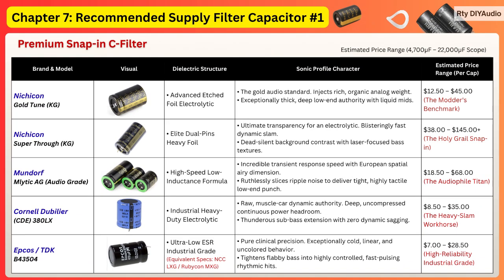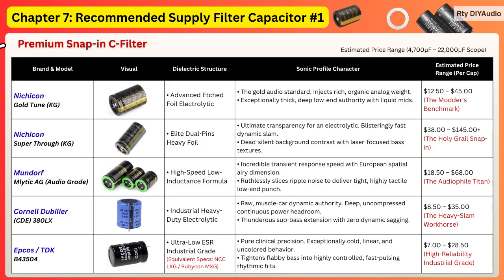Let's advance to Chapter 7, Recommended Supply Filter Capacitors, Part 1. When engineering your primary power supply reservoir bank, we focus strictly on the massive snap-in performance spectrum, ranging from 4,700 to 22,000 microfarads. In this high-priority domain, these heavy-duty component packages function as your master energy dams, engineered to suppress alternating current ripple artifacts and inject raw, continuous current velocity.